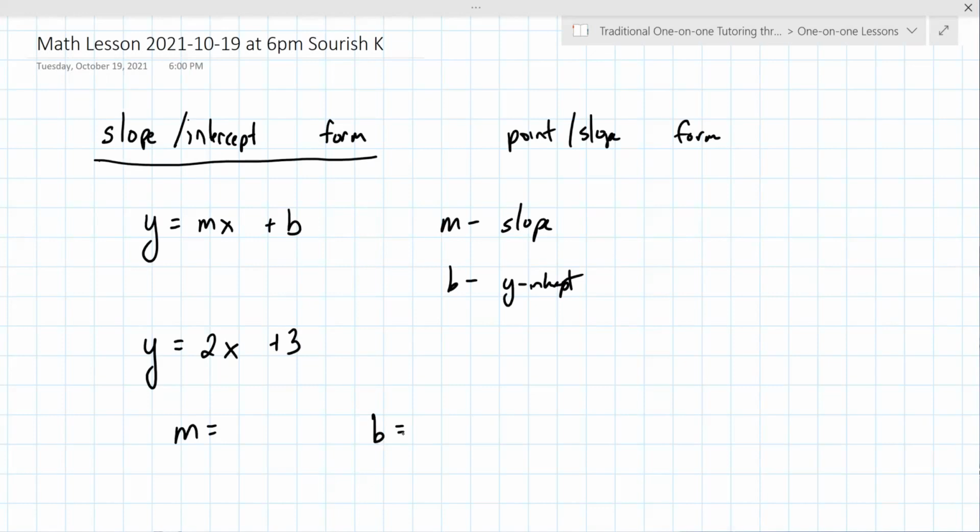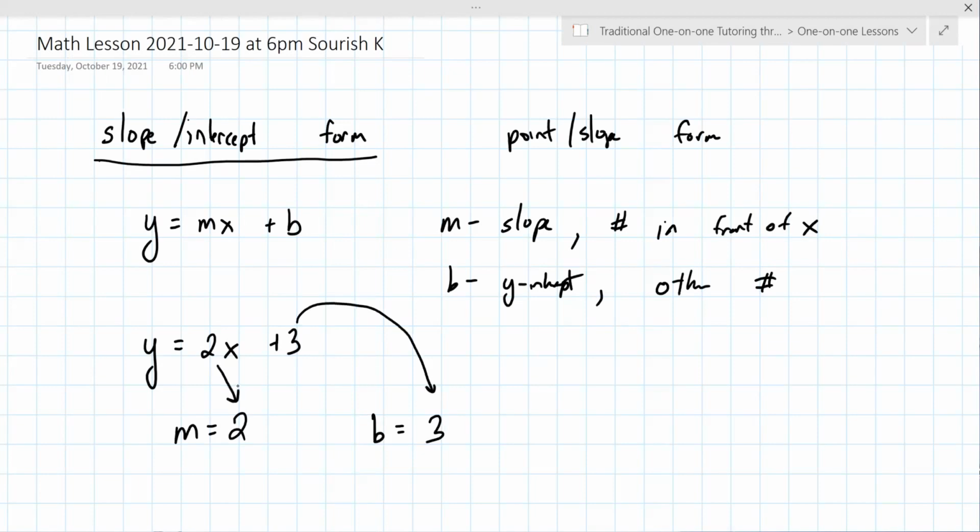So the slope, you're saying? What is m? If you're not sure, I can explain. Okay, so the slope is always the number in front of x. So what number is in front of x? 2. And b, the intercept, is the other number. So what's the other number? 3. Do you see that?